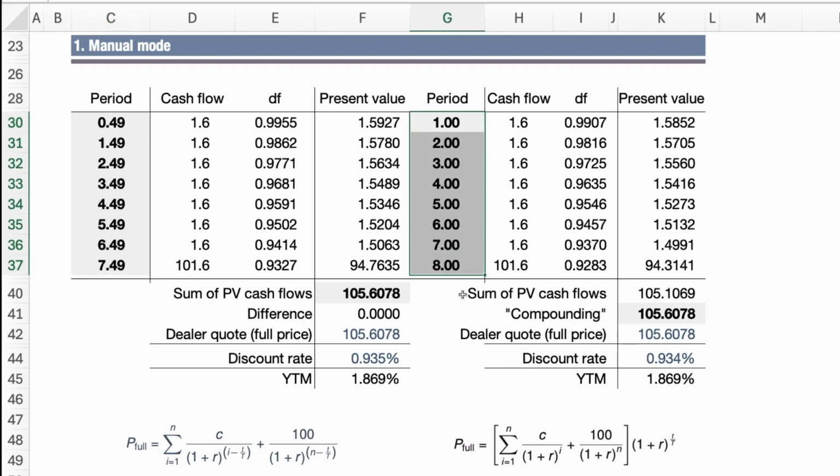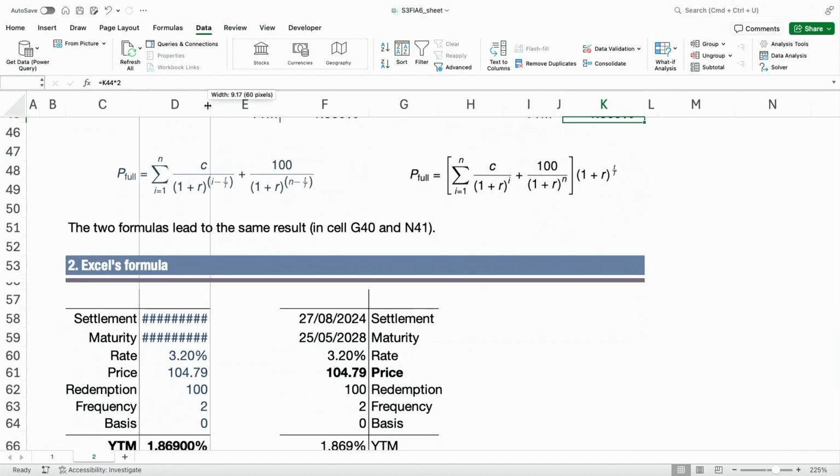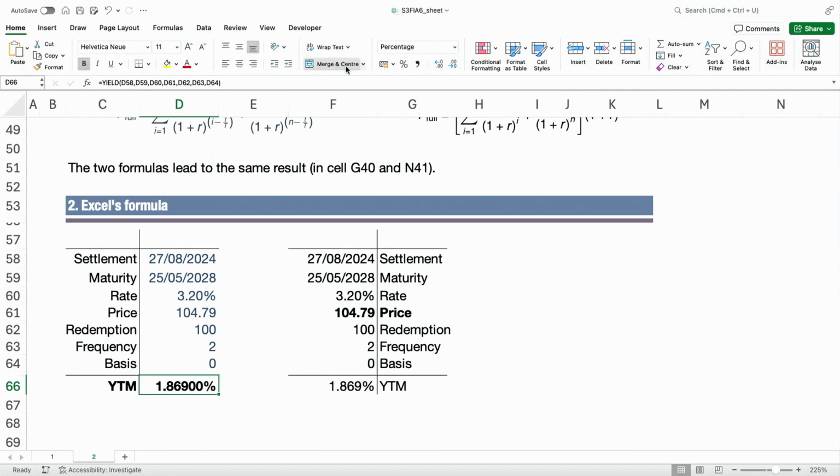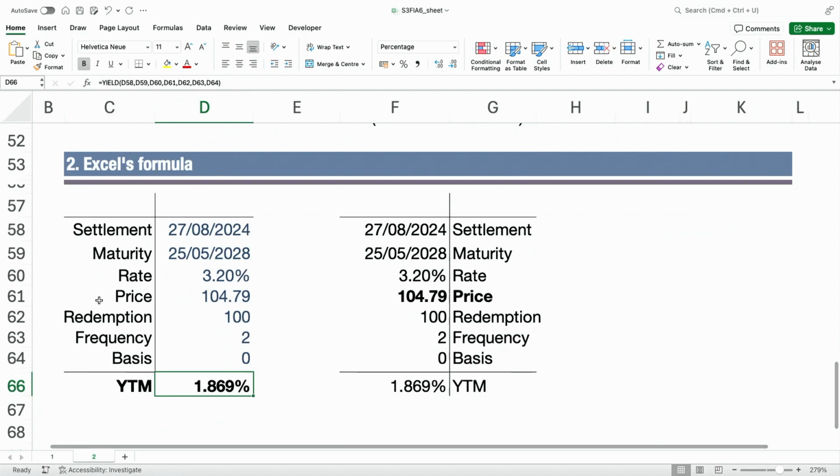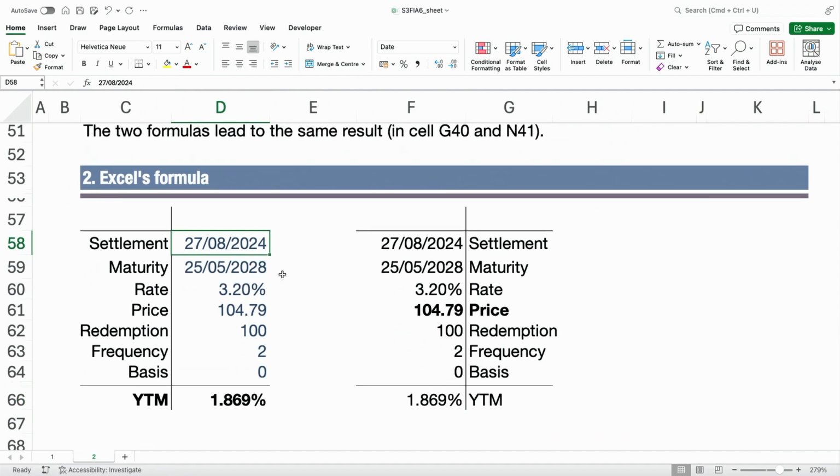Now, if we move down here in this other section of my spreadsheet, we want to see what Excel's formula does when calculating both the yield to maturity and the bond price. On the left side, we've entered the input values we have from before, and we calculated the yield to maturity on the right side. Given the yield to maturity and the other input values, we calculated the bond price. Notice that Excel's formula outputs the flat price. So it calculates the full price and then subtracts from it the accrued interest.